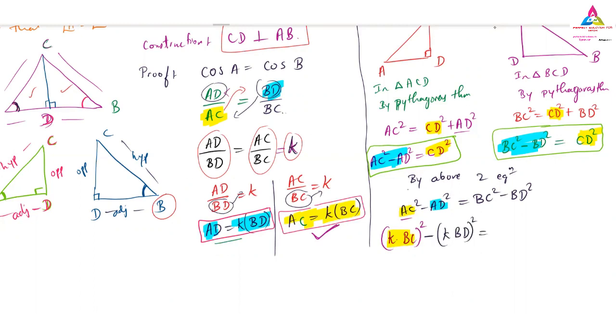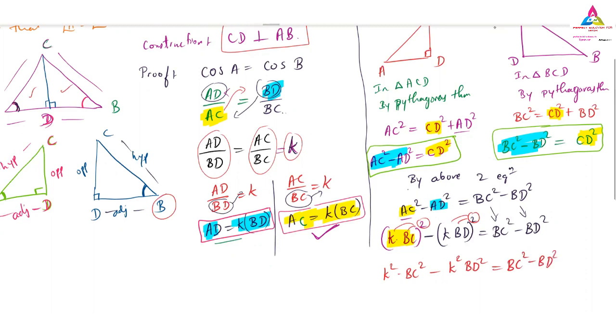That is equal to BC square minus BD square on the right hand side. It remains as it is. I had written it wrongly at that time, so just making a correction over here. The next step is to take the square for both. So K square times BC square, and again K square times BD square, because we have to take the square for both. On the right hand side we have BC square minus BD square.